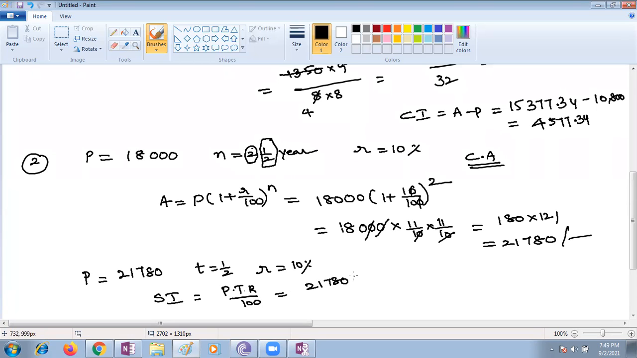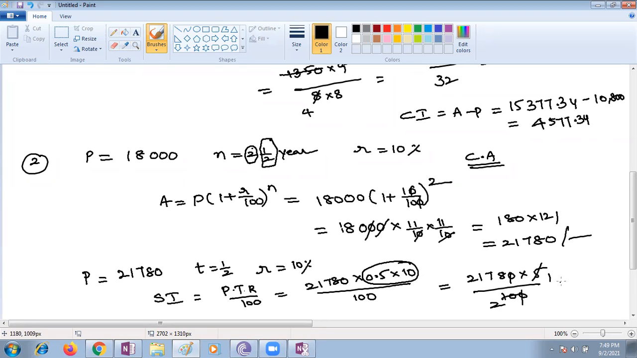Ma'am, instead of 1 by 2 we can take 0.5, right? Yes, then you multiply with the 10, that becomes 5, divide with 100. Yes, that's also true. If you multiply these two, it becomes 5 by 100 into 21,780. So we can cancel 5 and 100, 21,780 by 20.